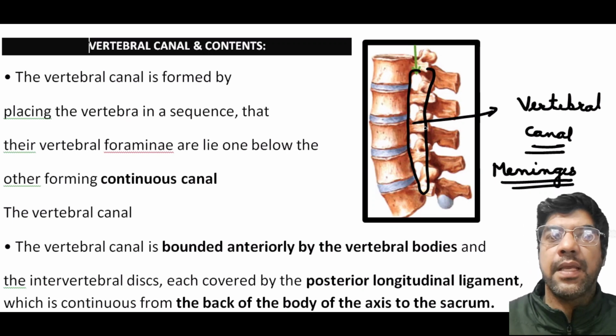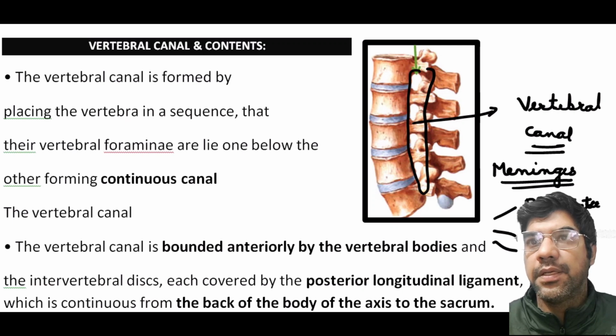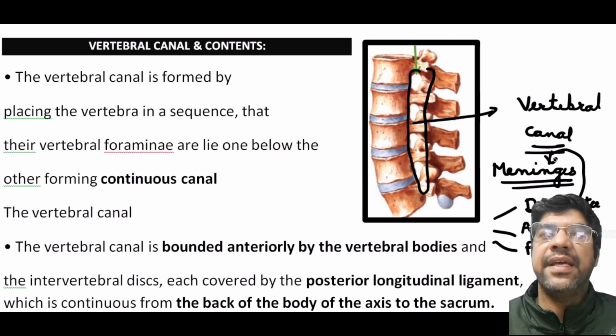Now within the vertebral canal, we find the dura mater, arachnoid mater, and pia mater. So these are collectively known as meninges. So what is their function? These layers create spaces that serve various functions like providing cushioning and protecting the spinal cord.